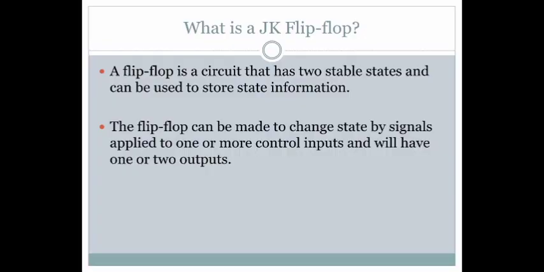What is a JK flip-flop? A flip-flop is a circuit that has two stable states and can be used to store state information. The flip-flop can be made to change state by signals applied to one or more control inputs and will have one or two outputs.